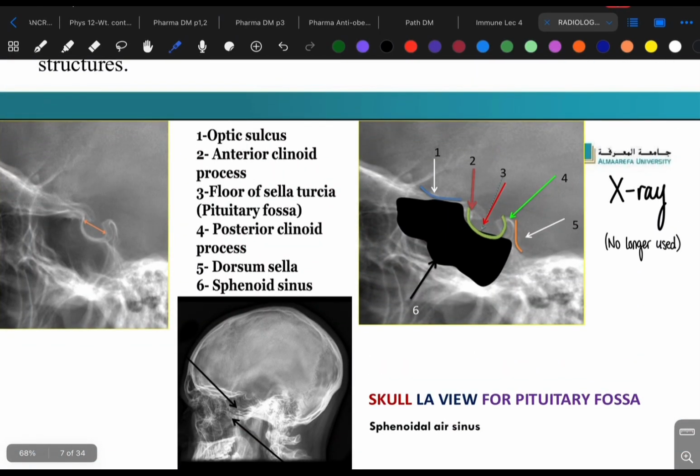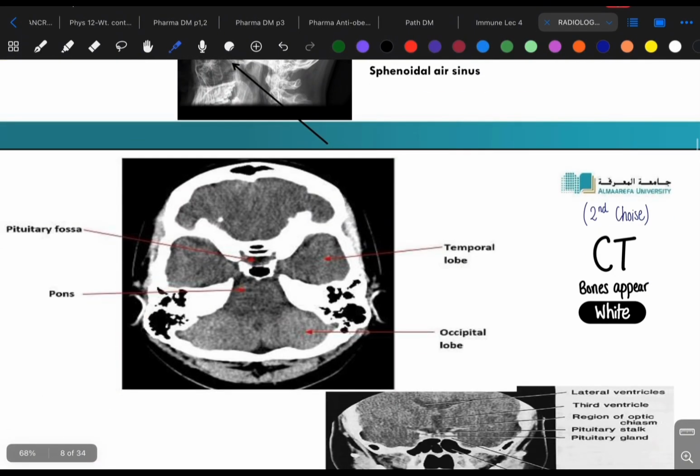So we're going to start from the least used to the most used. So X-ray, we said it's no longer used أصلا. It's just showing us here that previously they used to know if there was a tumor or not through X-rays. How would they know? They would measure this diameter and see if the diameter is normal, that means it's normal. If it's enlarged, that means there's a tumor, okay? But it's no longer used.